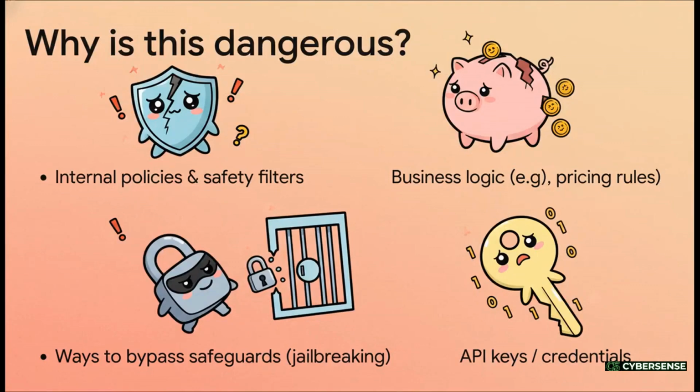Now, you might be thinking, okay, so what? Why is this so dangerous? Well, it's because that system prompt can contain some incredibly sensitive information. We're talking internal moderation policies, business logic like pricing rules, and even clues on how to bypass the very safeguards that are meant to keep the AI in check. And in really poorly designed systems, it can even leak API keys and other credentials.